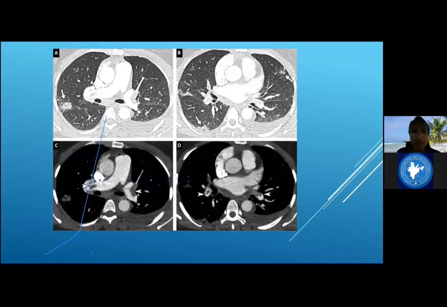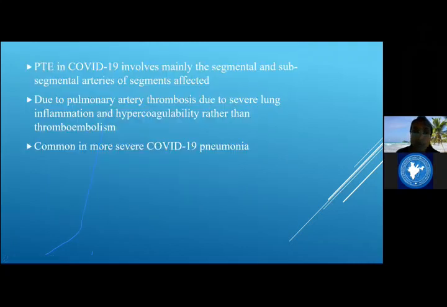So this is a patient having not very severe pneumonia, but the CT pulmonary angiogram showed linear filling defects within the segmental arteries, the descending pulmonary arteries here. So pulmonary thromboembolism in COVID-19 involves mainly the segmental and the subsegmental arteries of segments affected.